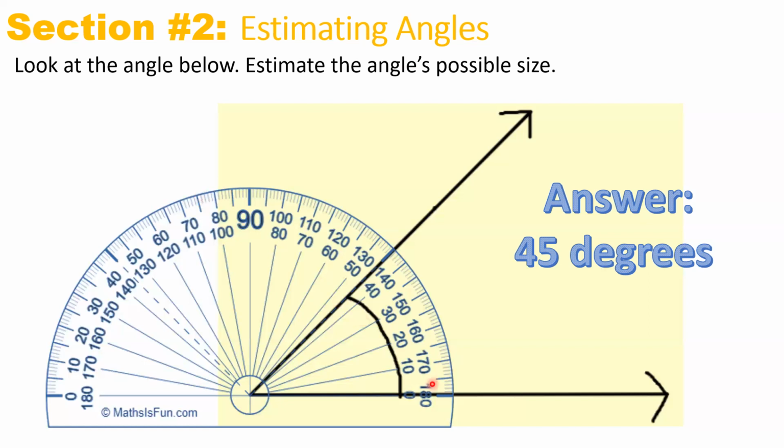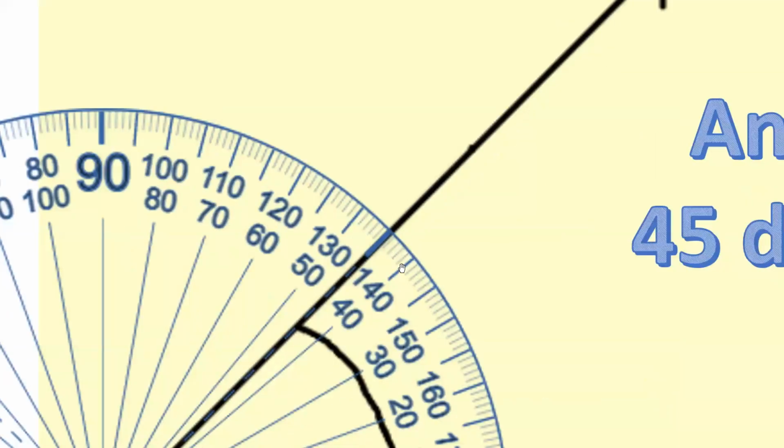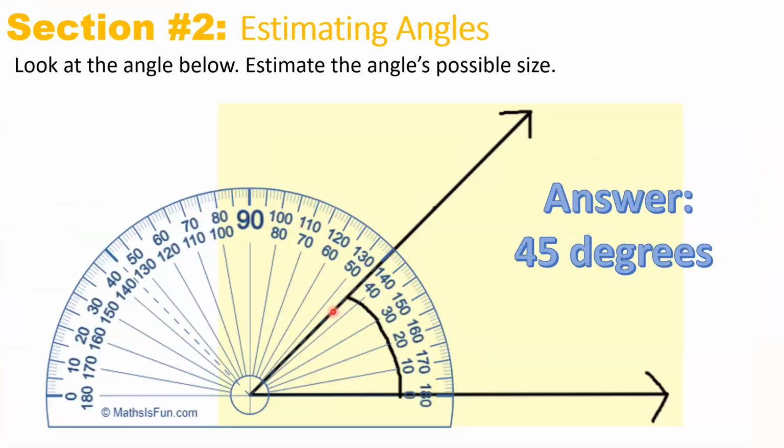Okay, so I put a protractor on this thing and we have to look at the numbers on the inside. So this is 0, then 10, 20, 30, 40, and in between 40 and 50, right in the middle, is going to be 45, because of the little strokes. If we count them, this is 40, 41, 42, 43, 44, 45. So it's 45 degrees. This is how you read a protractor.